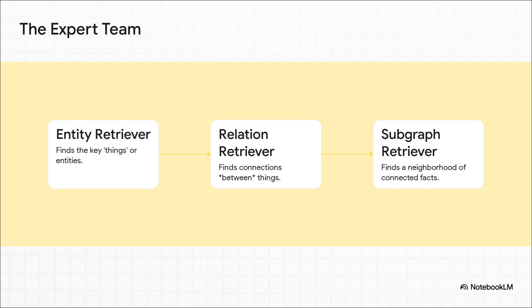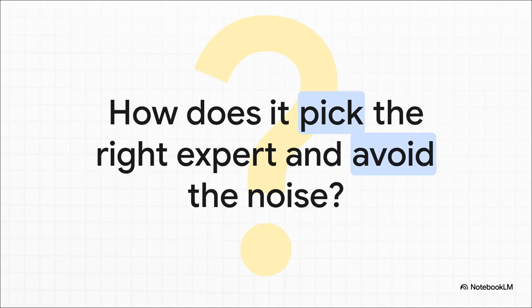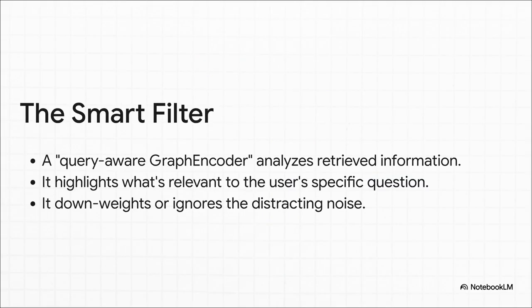Okay, so a team of experts sounds great, but there are a couple of big questions, right? How does the system even know which expert to call for a certain question? And more importantly, how does it deal with all that distracting noise we saw earlier? Well, this is where MIXRAG's second superpower comes in, a smart filter. It uses a component called a query-aware GraphEncoder. You can think of this like a savvy sound engineer. It looks at all the information the experts have gathered, and then it turns up the volume on the stuff that's actually relevant to your question, while turning the volume way, way down on all that distracting noise.